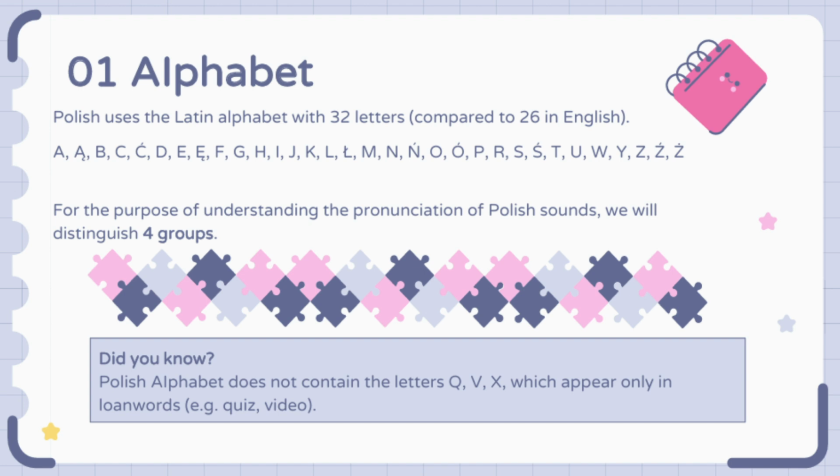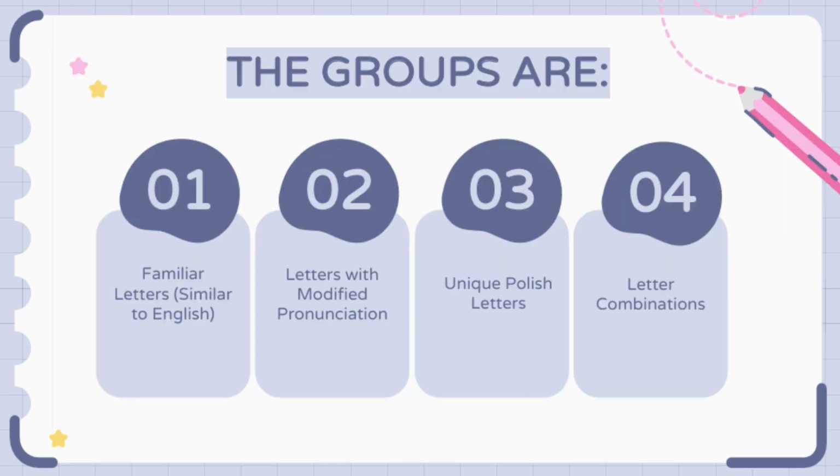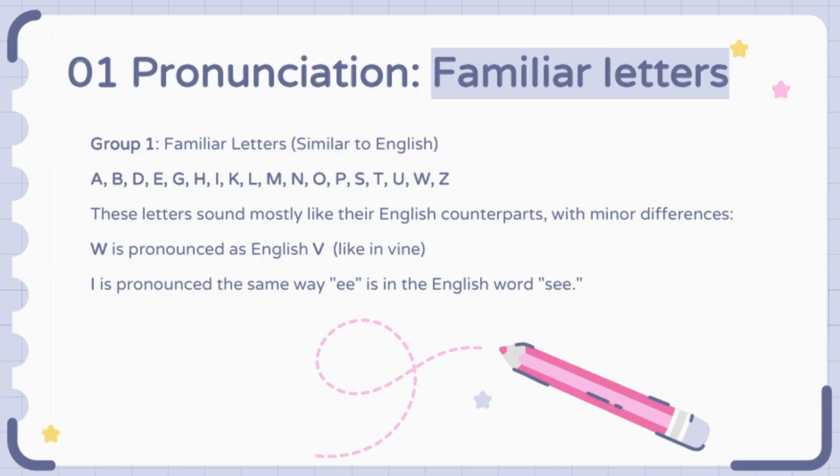As we're gonna learn all those letters, I have grouped them into four categories to make learning them easier. By the way, a little fun fact: Q, V, and X are not a part of the Polish alphabet because they only appear in loan words such as quiz and video. The groups are familiar letters that are pronounced similar to English, letters with modified pronunciation, unique Polish letters, and letter combinations.